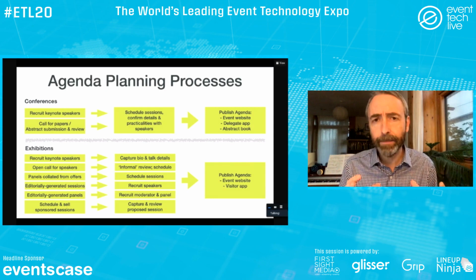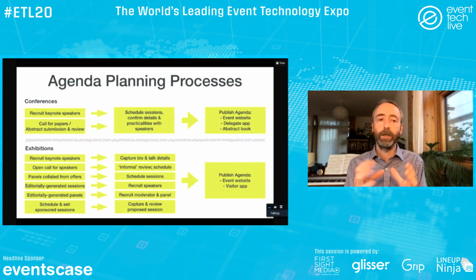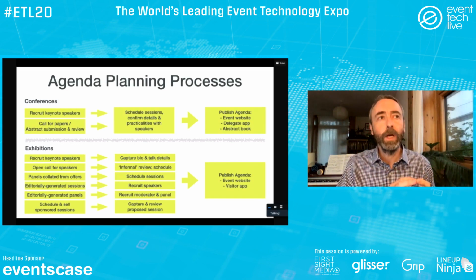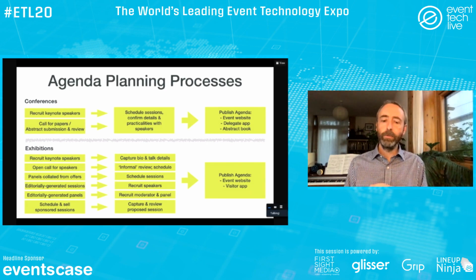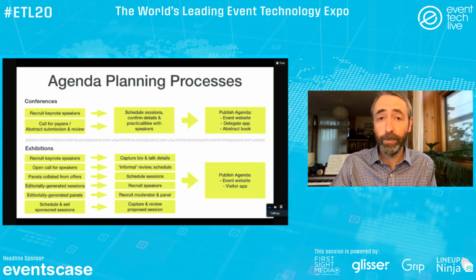However, there seems to be a bit of a gap around the scheduling task. And so that leaves a lot of event planners having to do that themselves, either using spreadsheets, or even for some of these abstract submission and review products, they'll have an agenda builder, but it's basically just holding the sessions in place. It's not actually helping the scheduling side of things. So that leaves event planners with a process that looks something a bit like this.